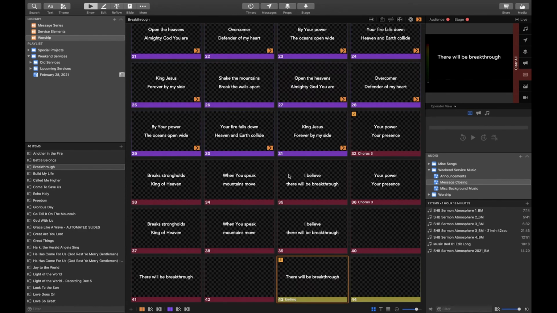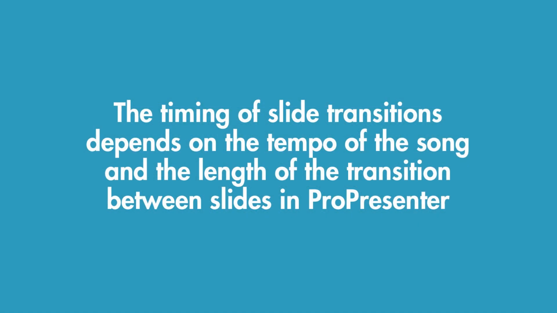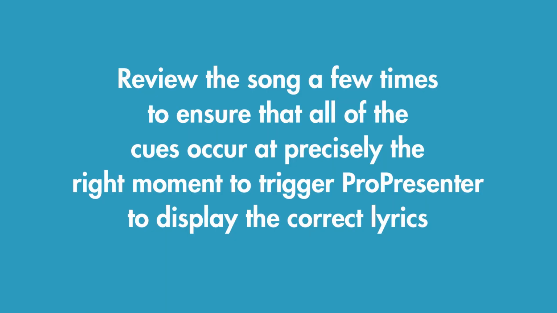And keep in mind that the timing of the slides will depend a lot on the speed of the song, the tempo of the song, and also the type of transition that's used in the lyric slides. So for example, if the transition is a really long dissolve, you'll need to transition earlier depending on the tempo of the song. So that's basically how it's done. What I would do is go through the song several times and adjust the timing of all the cues so that the lyrics come up at the right time.